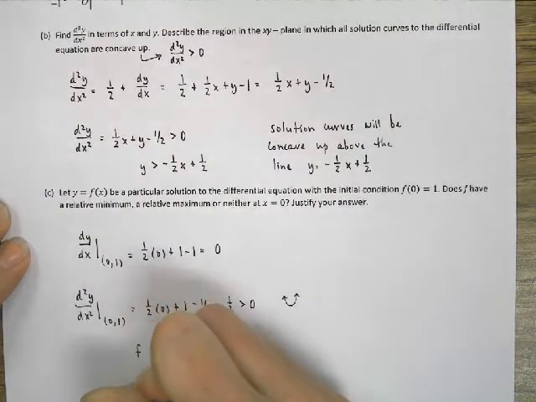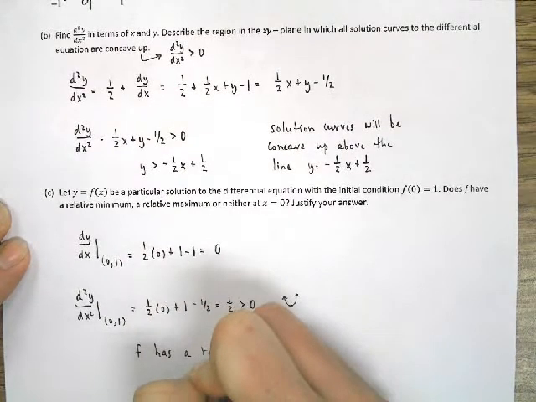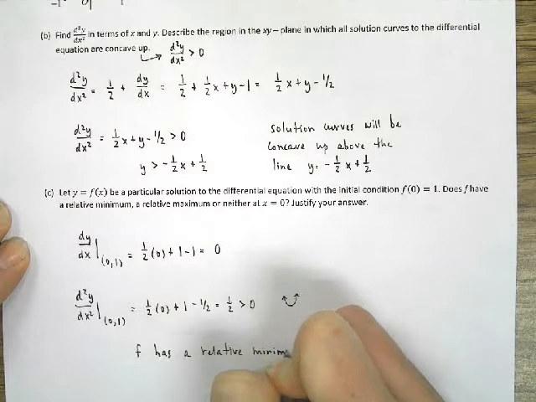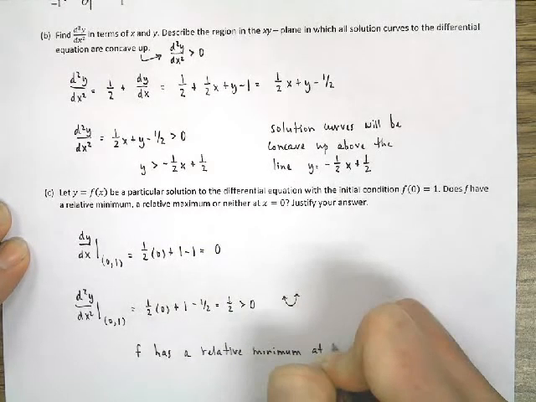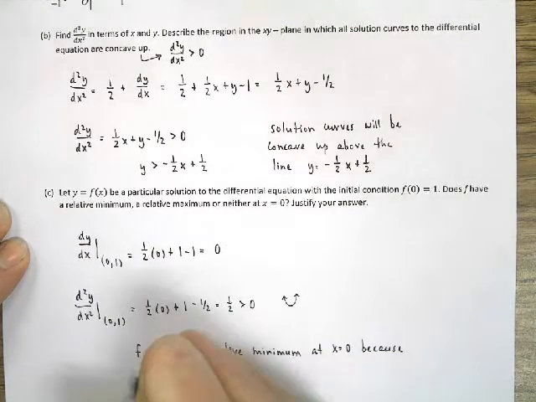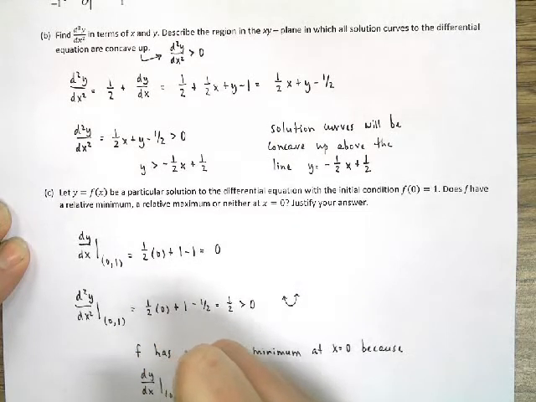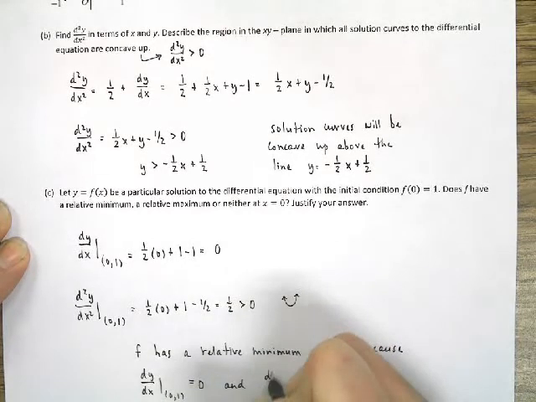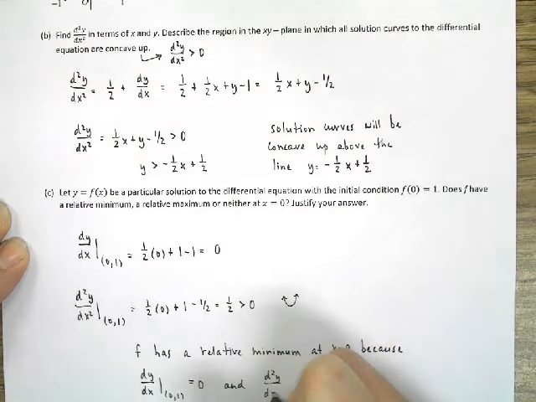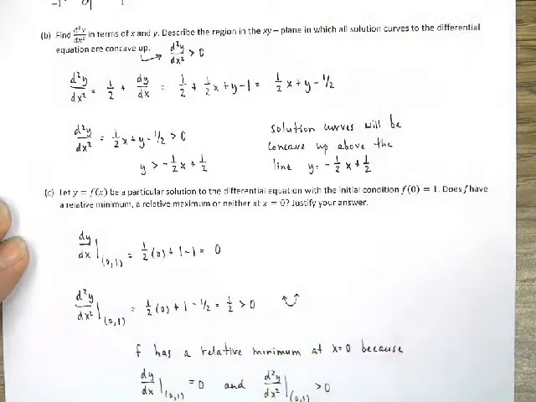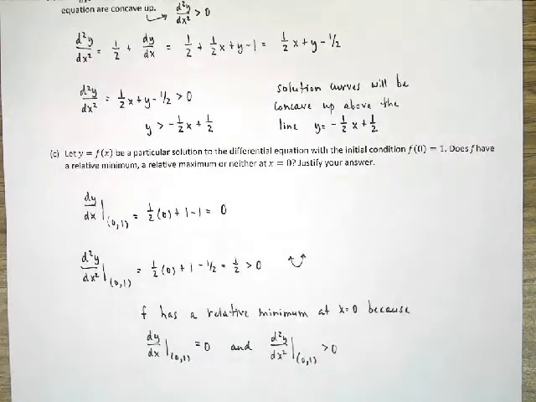So we would say f has a relative minimum at x equals 0 because my first derivative at (0, 1) is equal to 0, and my second derivative at that point is greater than 0. Whoops, and I chopped off my writing. There you go.